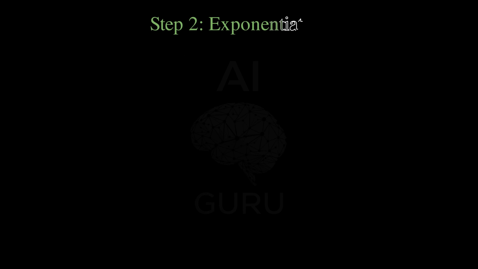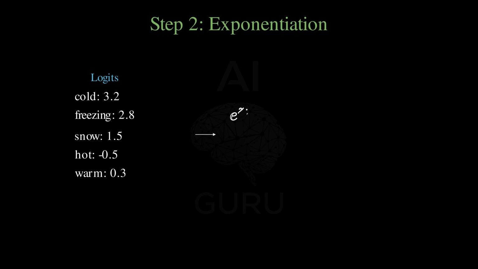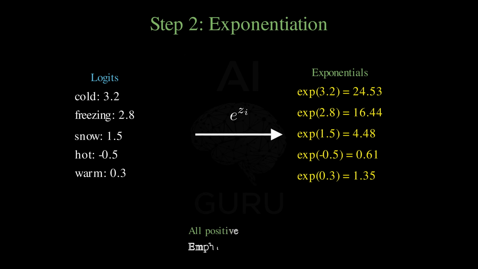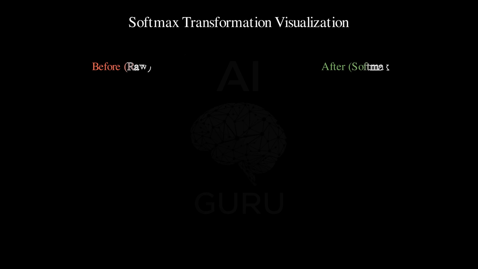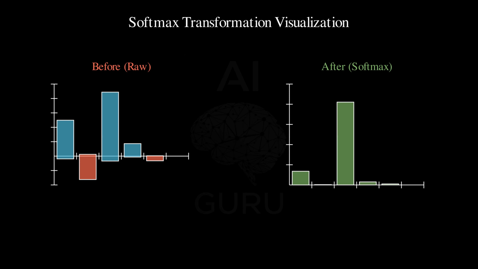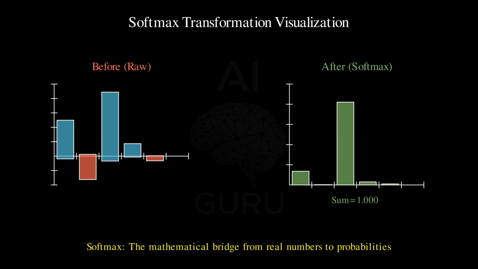And then step 2. Second, we apply exponentiation. We're raising e to the power of that logit score. This step is essential because it enforces 2 conditions. It ensures that all the resulting values are strictly positive, and it exaggerates the differences between the scores. The word the network was most confident about suddenly has a score that is exponentially higher than the others. That emphasis on the higher scores makes the final selection cleaner.